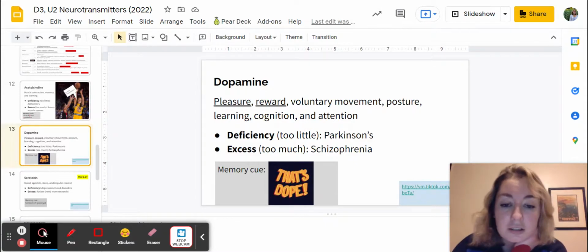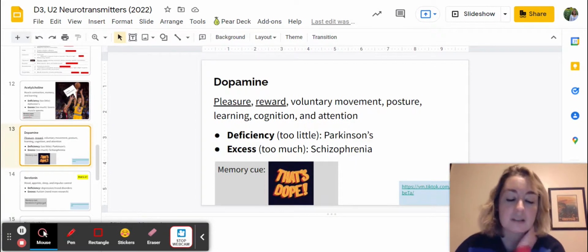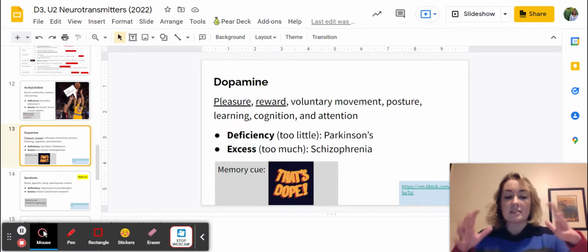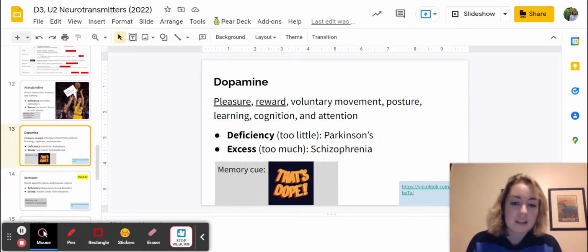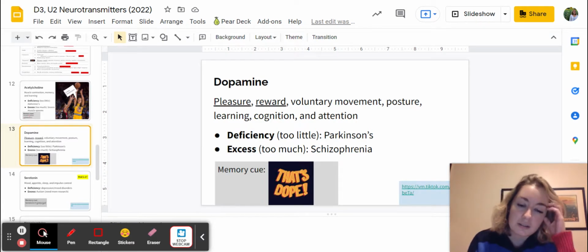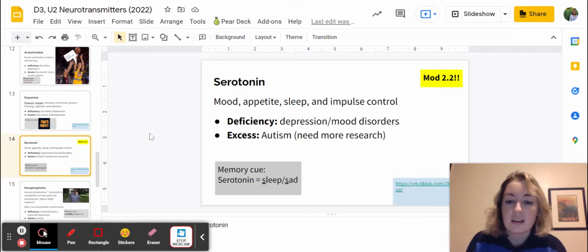And then if we have too little, or a deficiency, this contributes to Parkinson's. If you know anything about Parkinson's, it's that involuntary movement and tremors. So this makes sense: a deficiency of dopamine, too little, if it's tied in with voluntary movement, would associate with Parkinson's disorder. All right, next one.